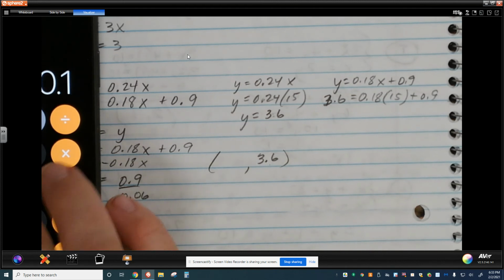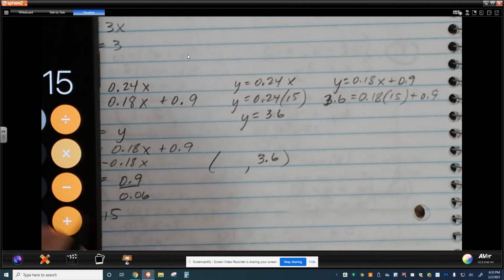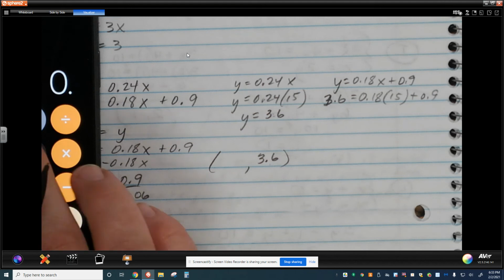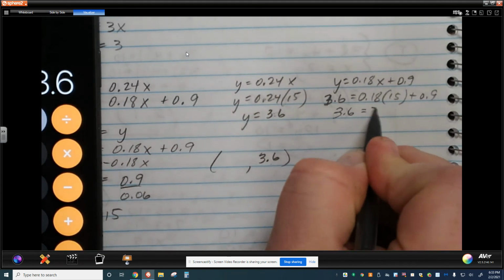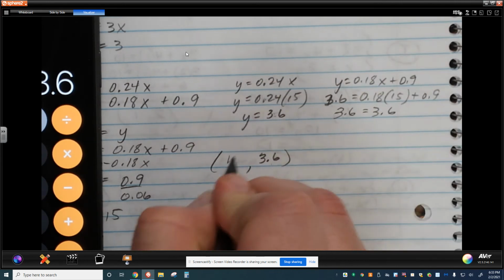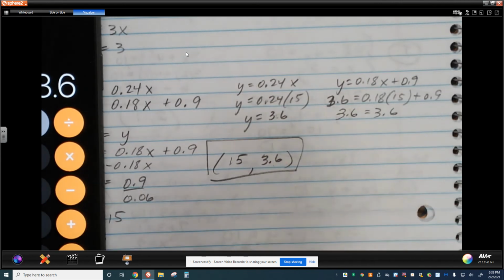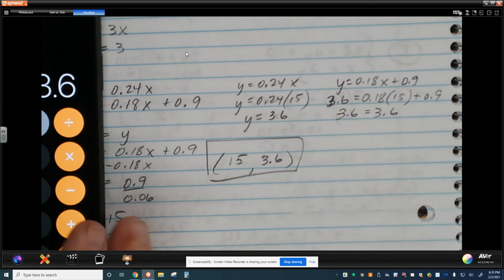18 hundredths times 15, and then add 9 tenths, and I do get 3 and 6 tenths is equal to 3 and 6 tenths. I know that my x value is 15, my y value is 3 and 6 tenths. I have the right solution.